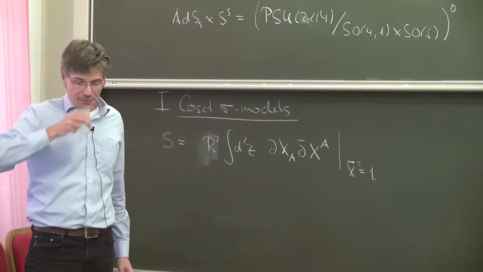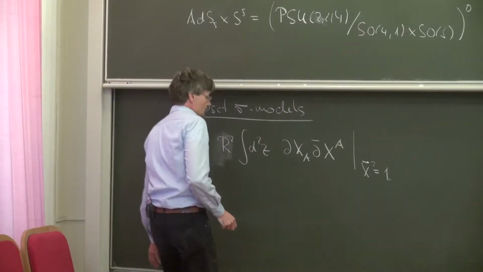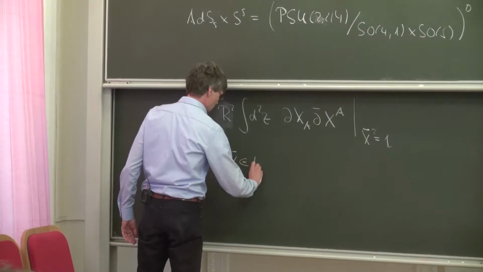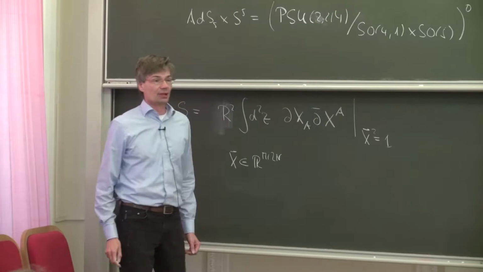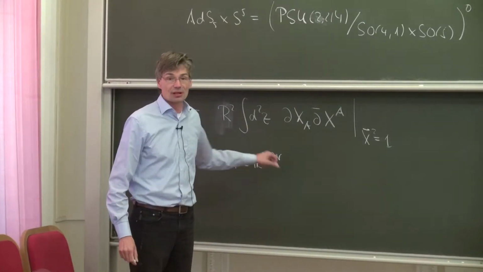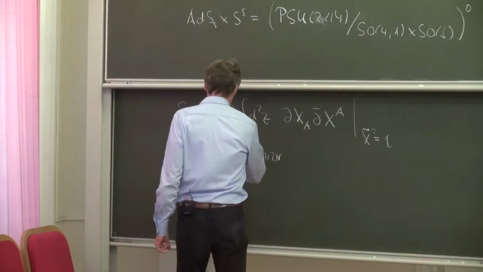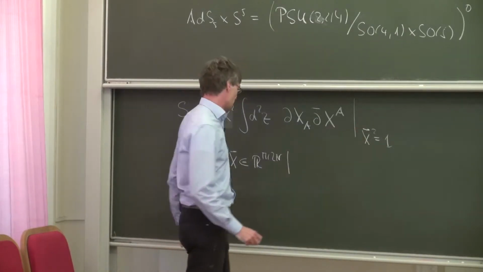And now we just generalize that and make it super. So to make it super, I assume that the X actually takes values in R^{m|2n}. This means m is the bosonic dimension, and I have 2n, an even number of fermionic directions. And I impose a constraint, which is the analog of this. I have to do something with the fermions as well.